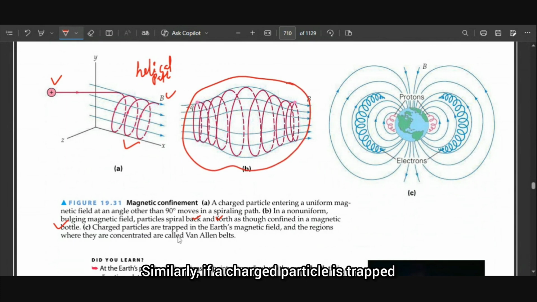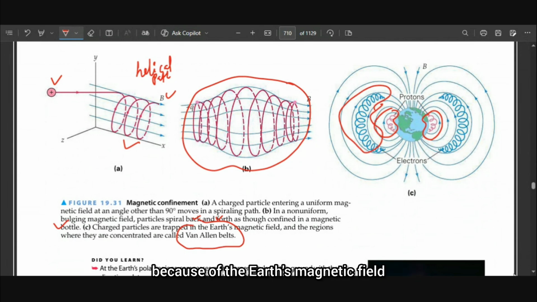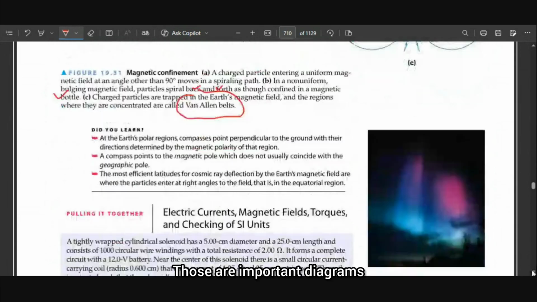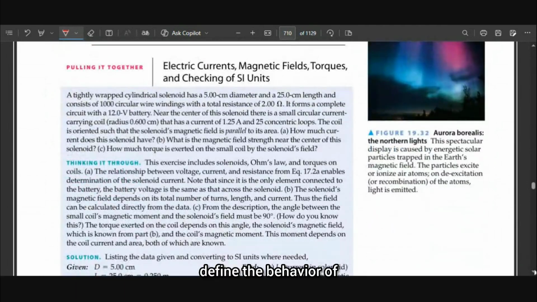Similarly, if a charged particle is trapped in Earth's magnetic field, the regions where they are concentrated are called Van Allen belts. Here we can see the protons are accumulated, and here the electrons must be aligned because of the Earth's magnetic field. So these are some important diagrams needed to define the behavior or position of charged particles. Let us just talk about this particular problem.